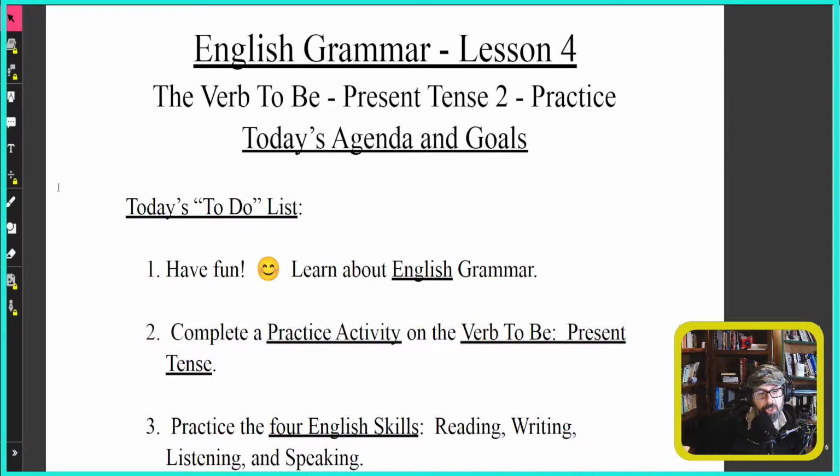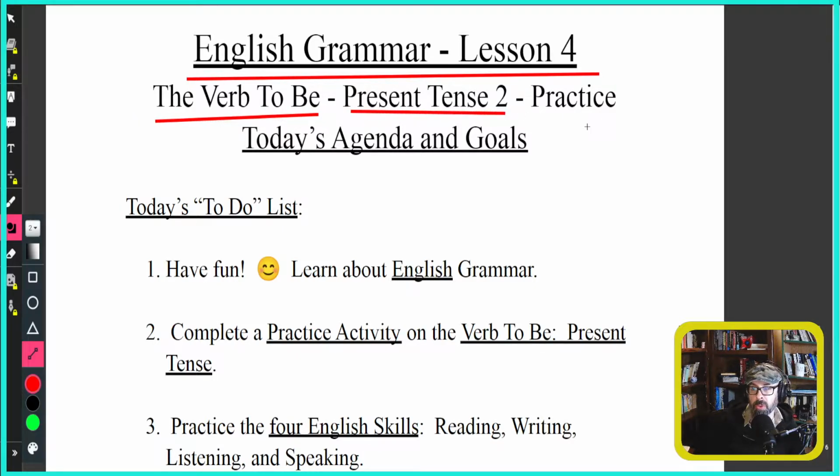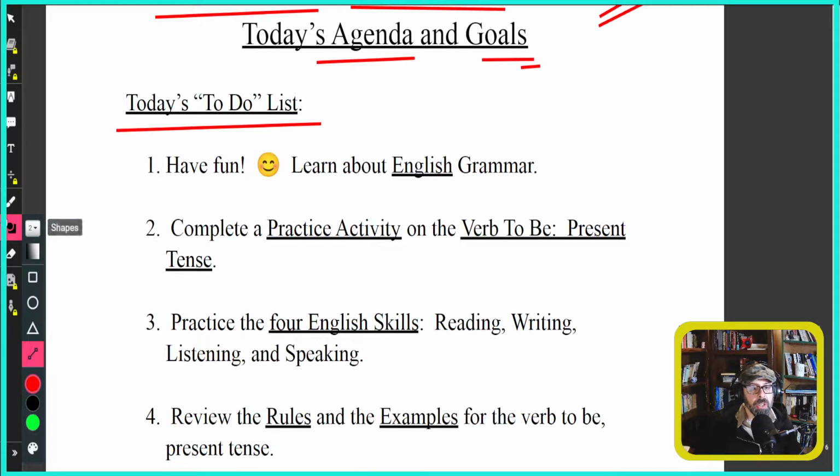Okay, all right, English grammar. All right, this is lesson number 4, okay, working on the verb to be, present tense number 2, okay? So most of today will be a practice activity, although the first thing we will do is a little bit of review, okay? All right, so the agenda for today, the goals for today, and our to-do list, okay? All right, let's take a look at it.